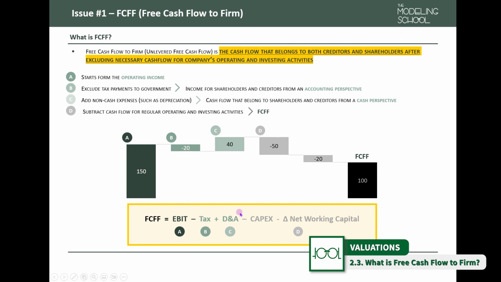So the formula looks like this. From EBIT, we subtract tax, we add depreciation and amortization or non-cash costs, and then lastly we subtract capital expenditures and changes in net working capital. Some people prefer to start from cash flow from operations. In that case, the formula would be cash flow from operations minus capital expenditures, which looks much more simple. But for many reasons, we use this formula instead of the formula that starts from cash flow from operations.